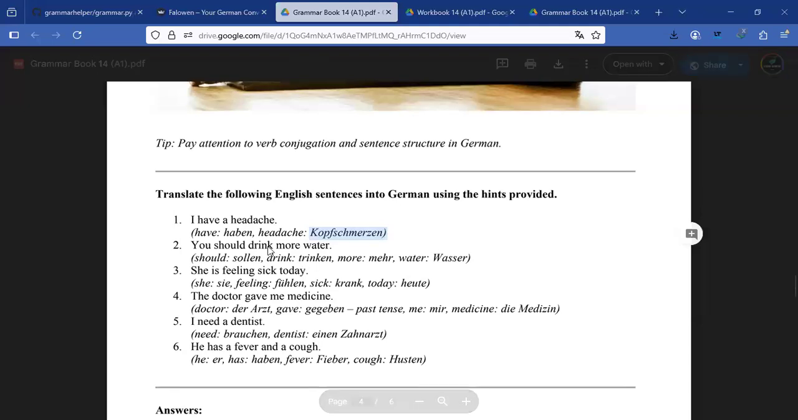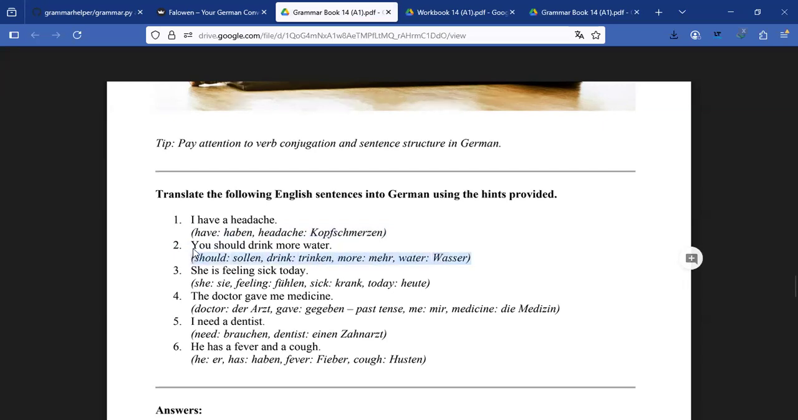Number two, we have solid. You want to say that you should drink more water, and we are applying the modal verb rule. You have sollen, trinken, mehr, and Wasser. How will you arrange it to say that you should drink water? It's not difficult. Just write the modal verb rule down, write the statements rule down, and use that to start from there. All the words that you need are here.